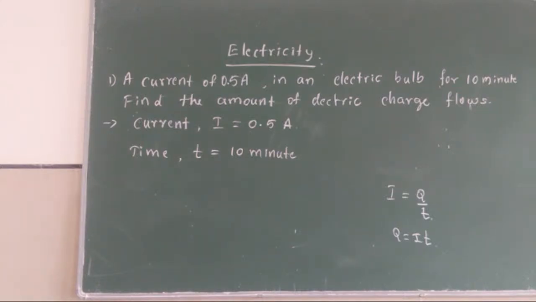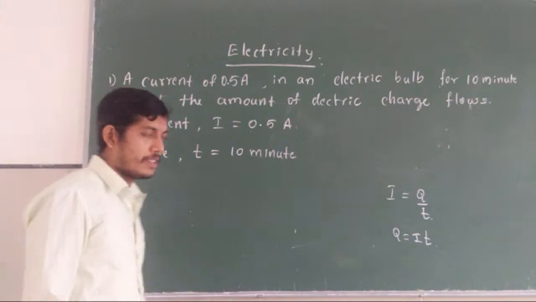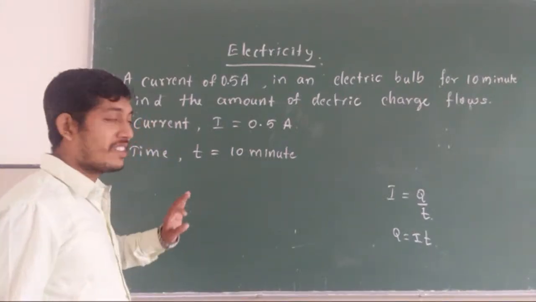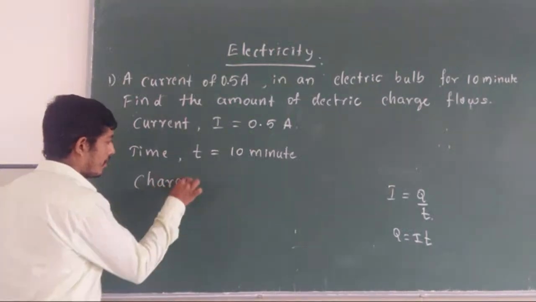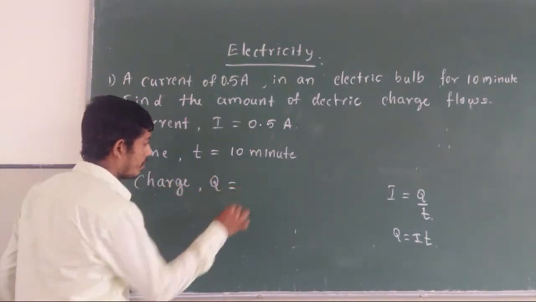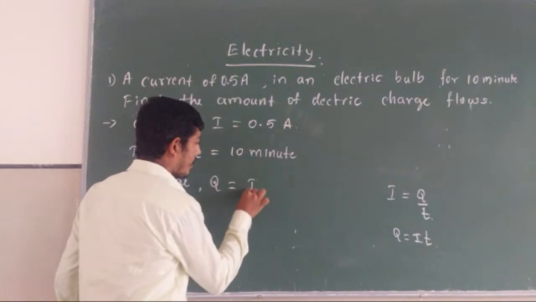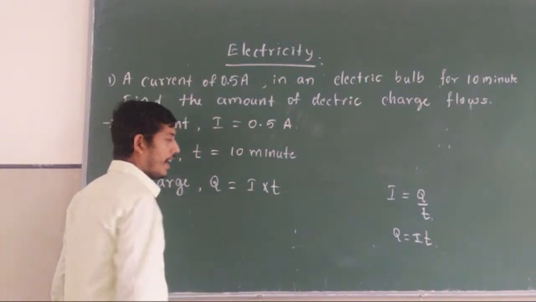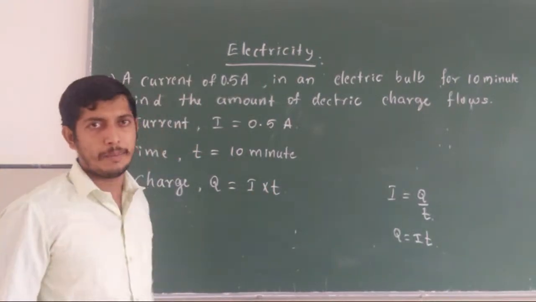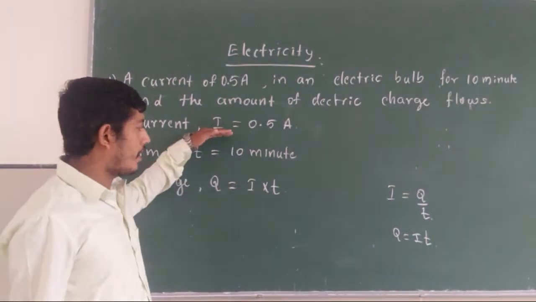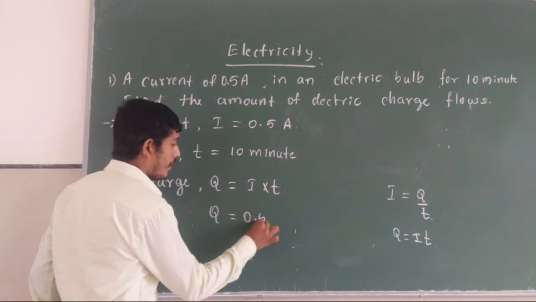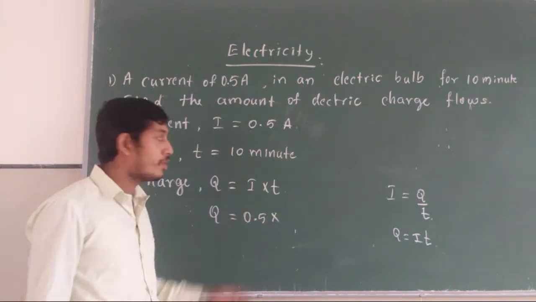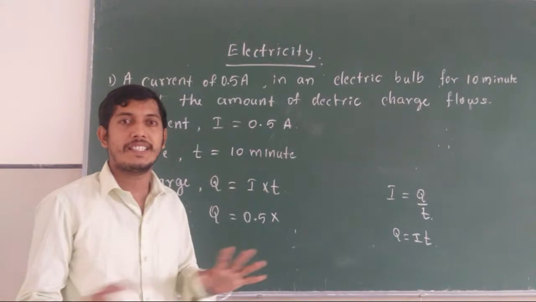Okay, many are giving answers. Now I will solve this. We know that charge, that is Q, equals I into T, that is current into time. Q equals 0.5 into time. Time is 10 minutes, but that is not in SI units.